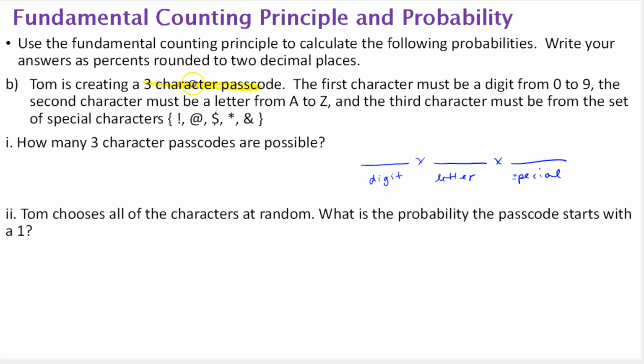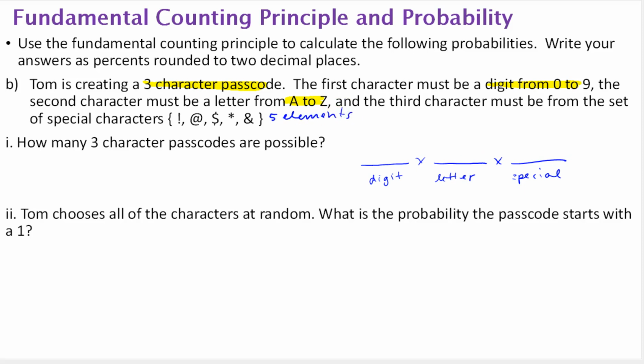Tom is creating a 3-character passcode. The first character must be a digit from 0 to 9. The second character must be a letter from A to Z. And the third character must be from the set of special characters. So this is a set, and there's 1, 2, 3, 4, 5 elements. So let's just write 5 elements in here.